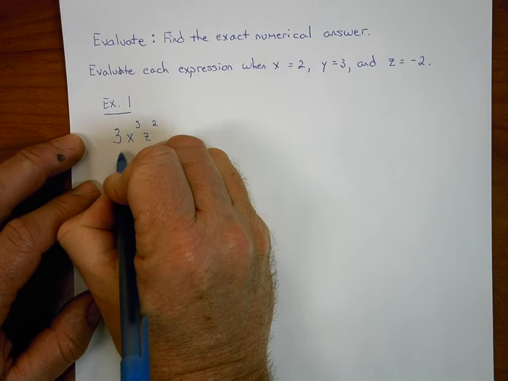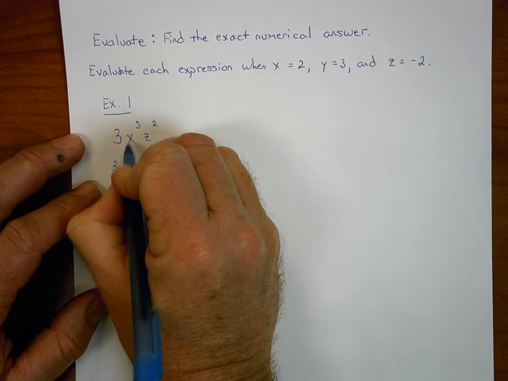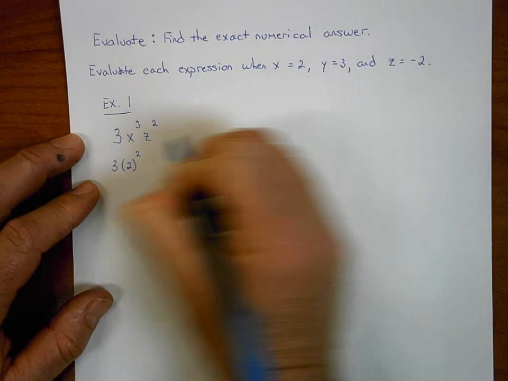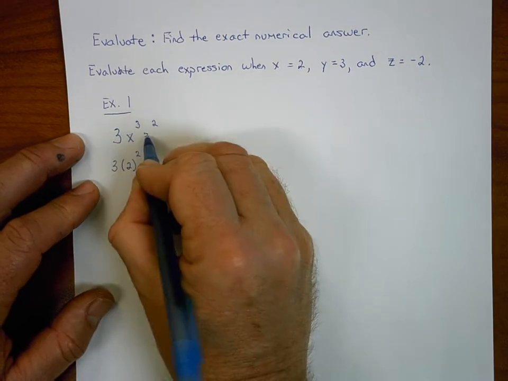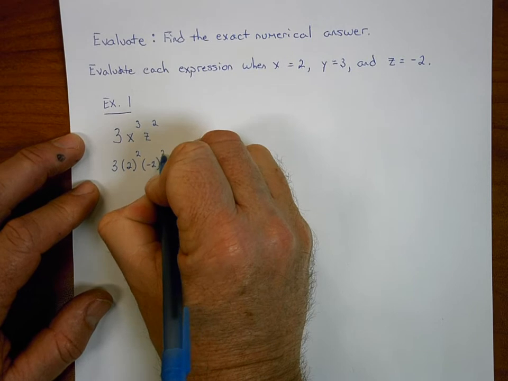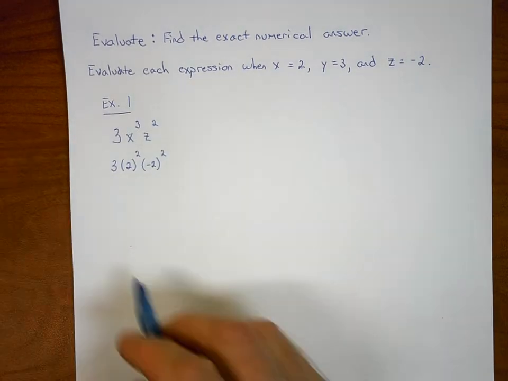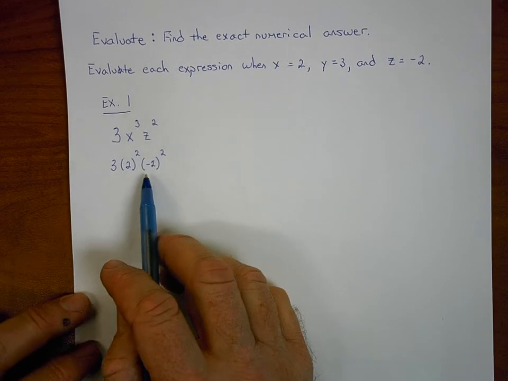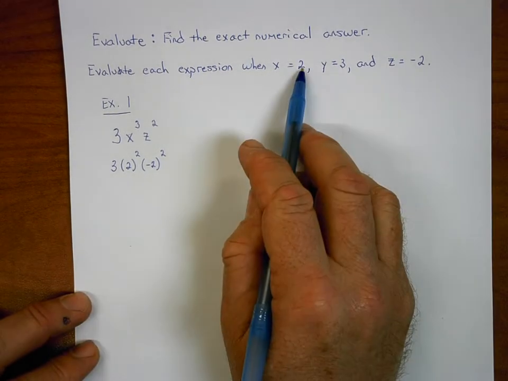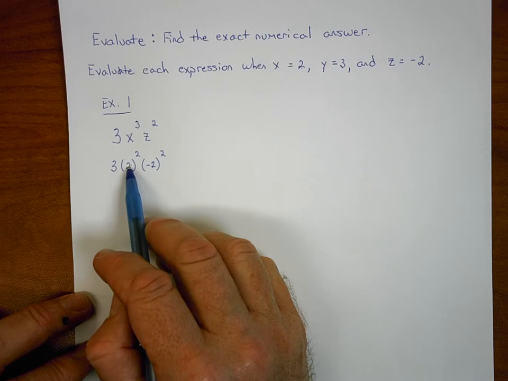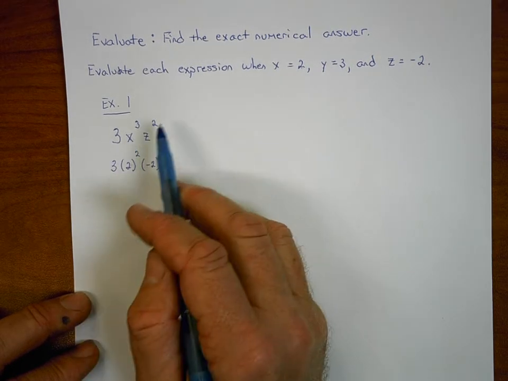So the 3 we're just going to leave alone. The positive 2 we're going to substitute in the place of x, and then we're going to substitute a -2 in the place of the variable z. Okay, and notice whenever I substitute, and you'll see me stick with this throughout this lecture, whenever you substitute a numerical value in the place of a variable, always put that numerical value in parentheses.